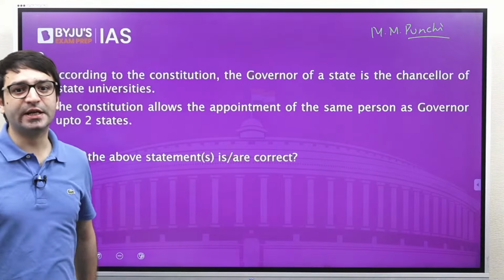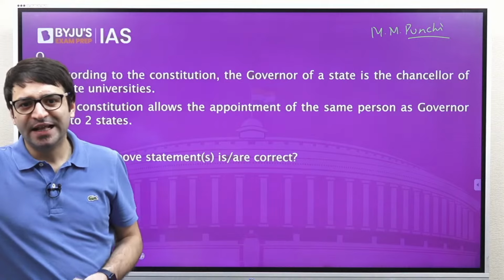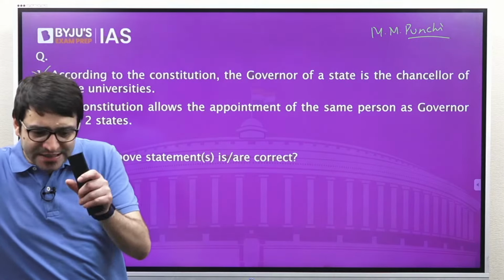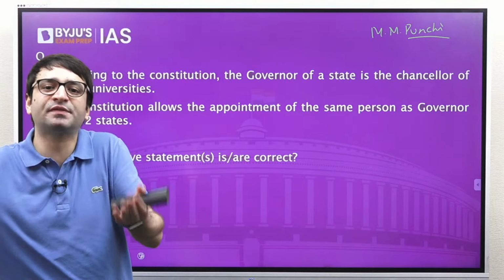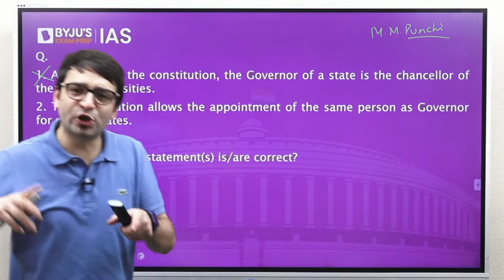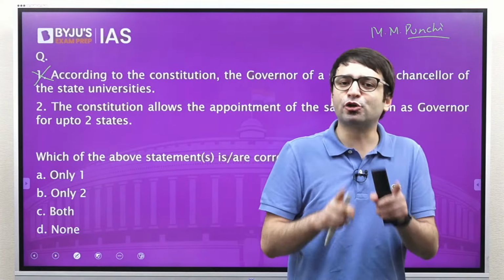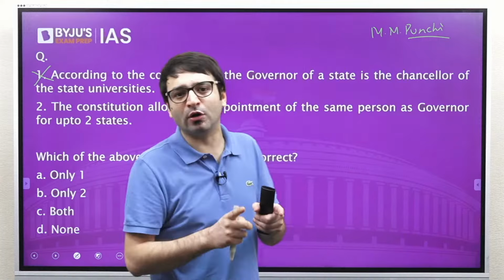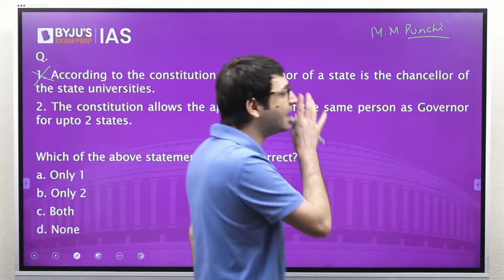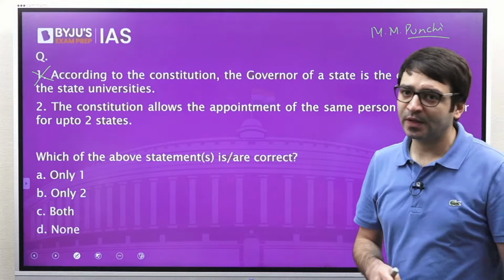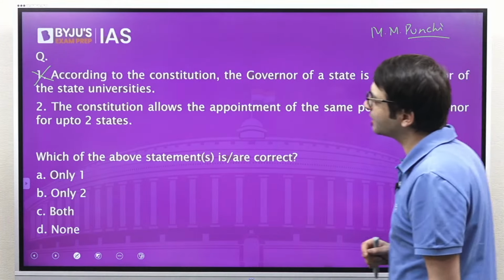This can be an important statement for your prelims examination. Punchhi Commission had recommended that this practice or convention, that the governor of a state is the chancellor of the state universities, should be done away with. The governor should not play the role of the chancellor of the state universities. This was recommended by the M.M. Punchhi Commission. So according to the Constitution, the governor of a state is the chancellor of the state universities.